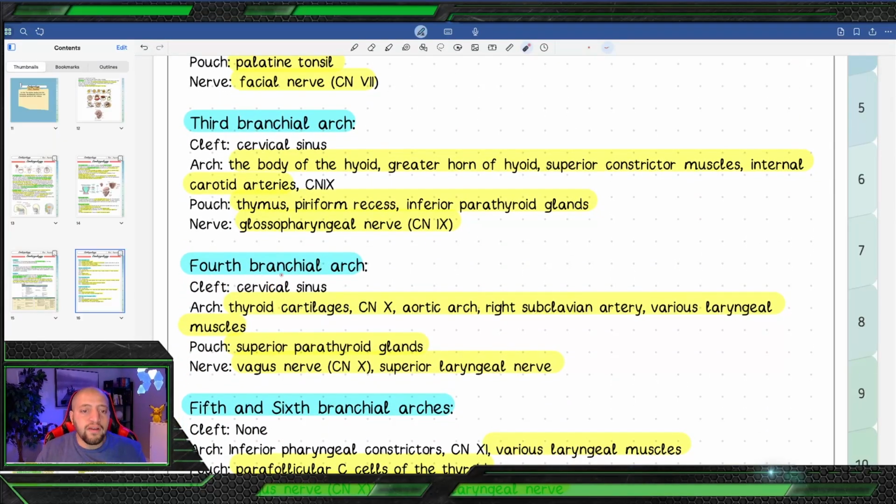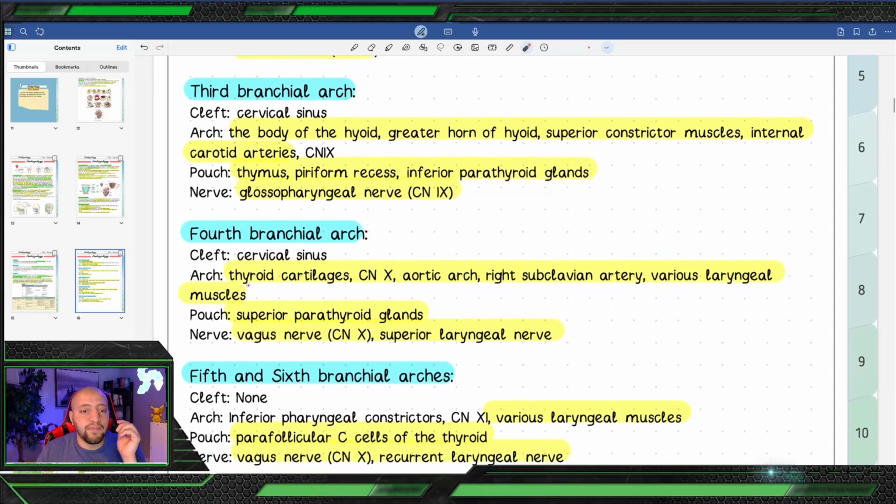The fourth branchial arch, giving us the arch itself, is going to give us thyroid cartilage, cranial nerve number 10, which is the vagus nerve, aortic arch, right subclavian artery, and various laryngeal muscles. The pouch will give us the superior parathyroid gland, and the nerve gives us the vagus and superior laryngeal nerve.